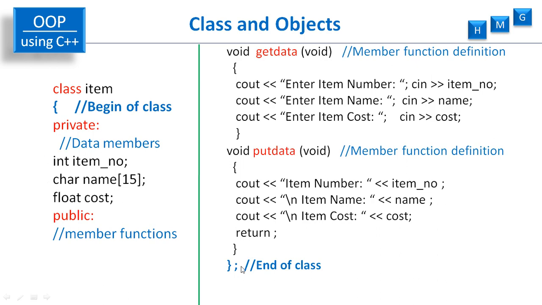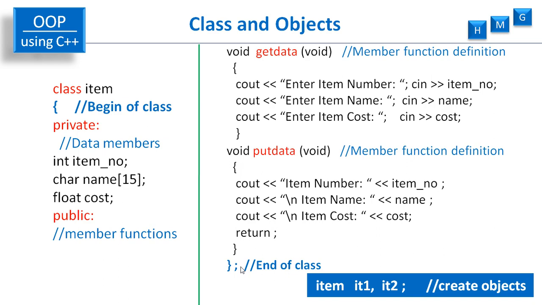Now after that, the next step is to create objects. So here I have created 2 objects, IT1 and IT2, of the type item. What is item? Item is a class. See here, class item. So this is the name of the class, and I used this name to create the objects IT1 and IT2. In this way, IT1 and IT2 are the objects of the type class item.